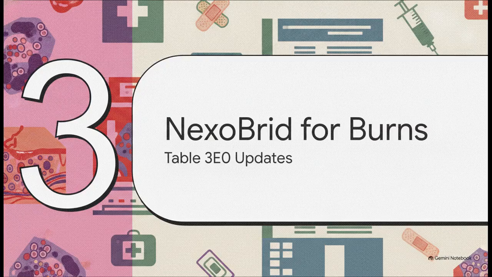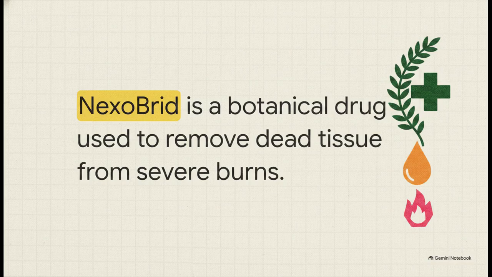All right, Section 3, NexoBrid for severe burns, and the Table 3E0 updates. Let's look at Table 3E0, Administration, Physiological Systems, and Anatomical Regions, Introduction. NexoBrid, or anacaulase-bcdb if we're using its generic name, is a really unique, topically administered botanical drug. It has FDA approval for a very specific, intense clinical use. It chemically removes dead tissue, which is known clinically as eschar, from deep partial thickness and full thickness severe thermal burns. Just like our previous example with the immune globulin, NexoBrid originally had a temporary code tied to an add-on payment, and, you guessed it, just like before, that payment period has officially ended.